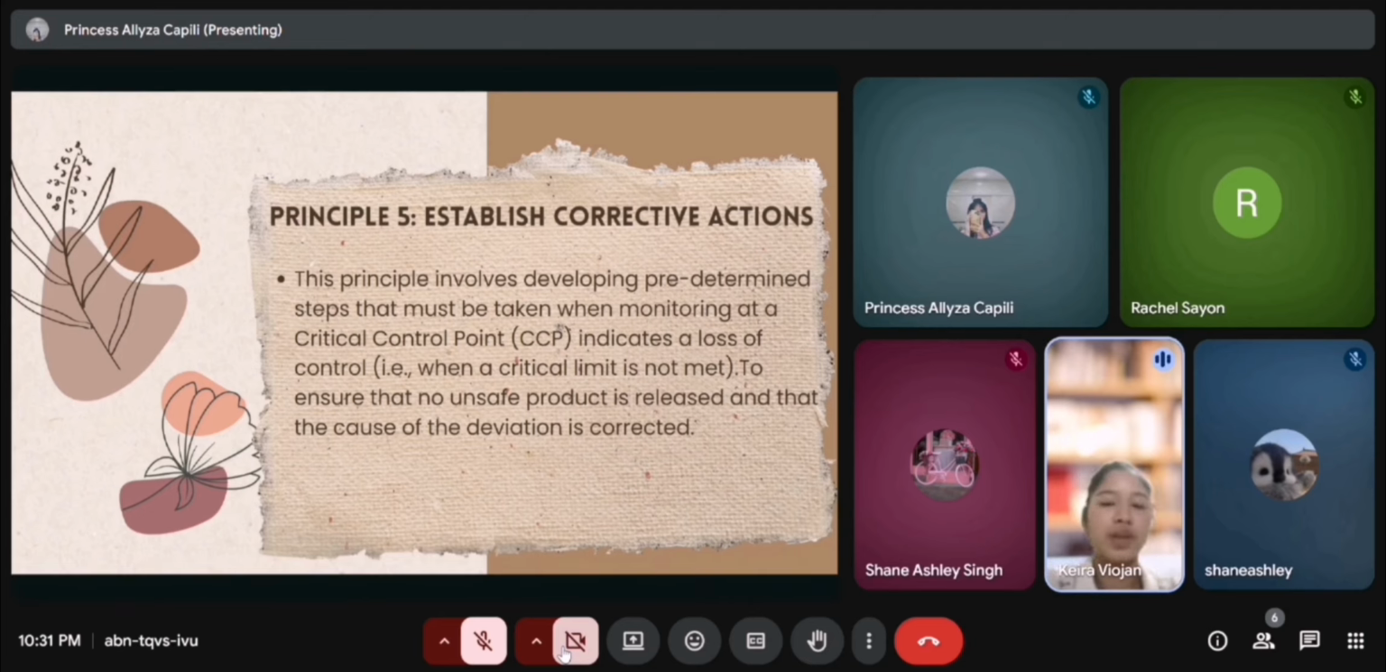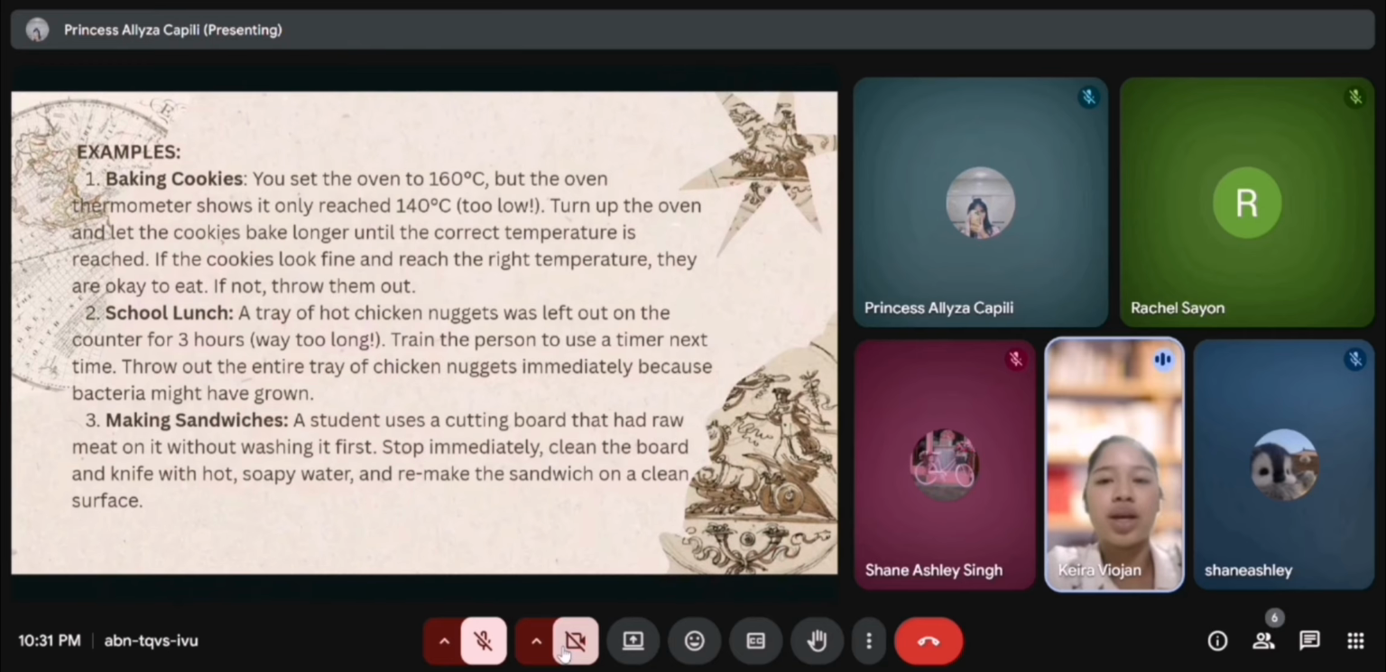when you're baking, for example baking cookies, and the expected temperature is not met. Here, you set the oven to 160 Celsius but the oven thermometer shows it only reached 140 Celsius, too low. So, keep the oven on and let the cookies bake longer until the correct temperature is reached. And if the cookies look fine and reach the right temperature, they are okay to eat. If not, throw them out.